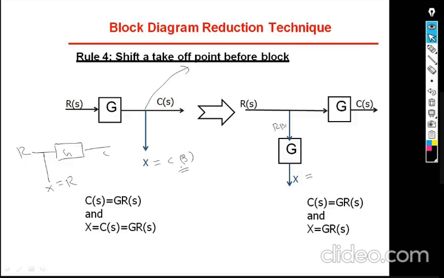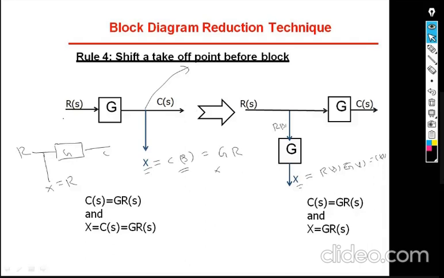How to get the value of C of s? Once again, C of s is mathematically G into R, G into R of s. So now here I am having only R. So to not change this one, what I should do here is add a block whose value is G. Now this time the input is R of s, which multiplied by G of s is equal to once again C of s. So there will not be any change in this X and in this X, even though you change the position from here to here.